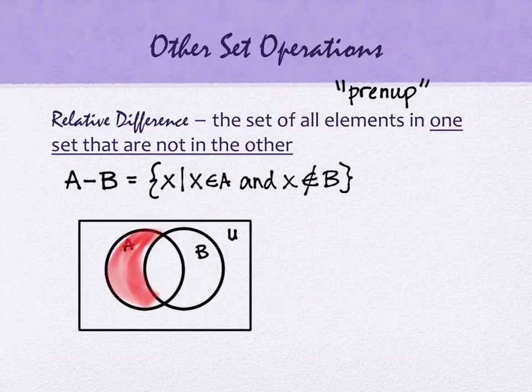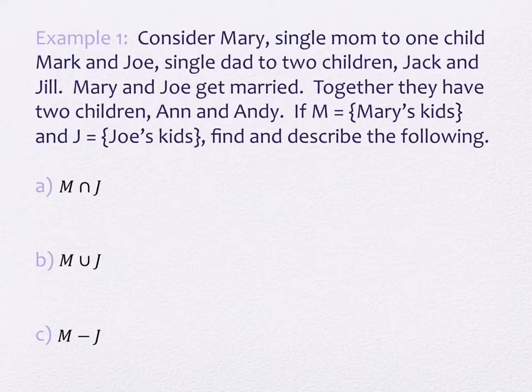Okay, so this is the picture of A with nothing in B. So everything in circle A, but nothing that overlaps with B. So I don't get the intersection at all because I don't get the part that overlaps. Okay. So we're going to take a look at an example of a blended family, because a blended family is a really good way of describing this. And so that's the example I've chosen.